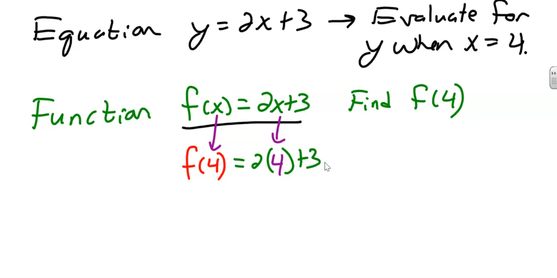And the biggest thing is that whenever you put a number in, when you plug the number in for x or whatever variable they give you, just put it in parentheses. And then you just work it out. 2 times 4 is 8. And 8 plus 3 is 11.